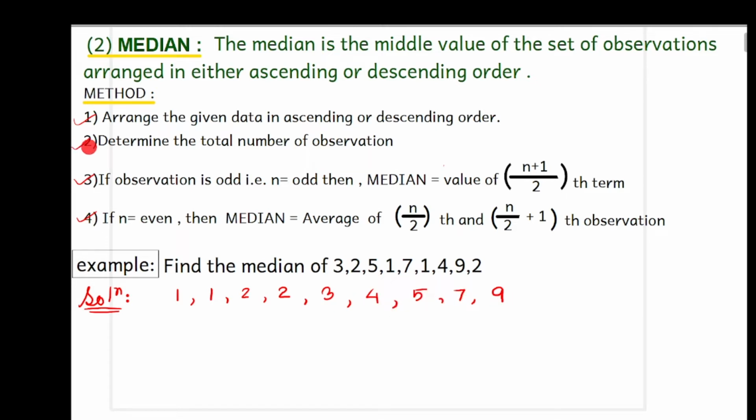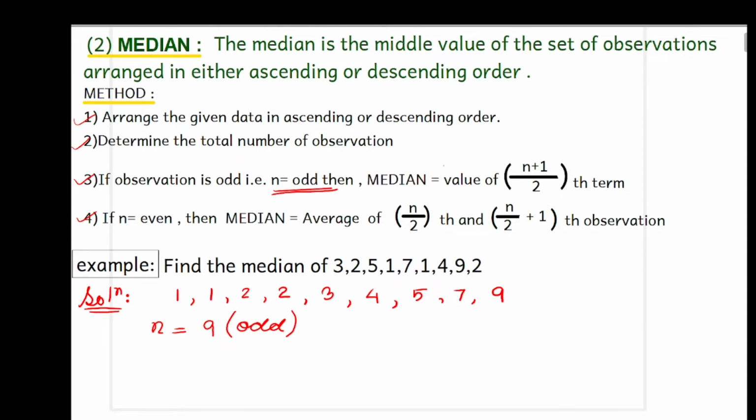Now come to the second point: determine the total number of observations. Already I have counted, it's 9. That means 9 is an odd number. Here n is equal to 9, that means odd. If the number of observations is odd, then we apply this formula. And if the number of observations is even, then we find the median with the help of this formula. Since it is odd, what to do?